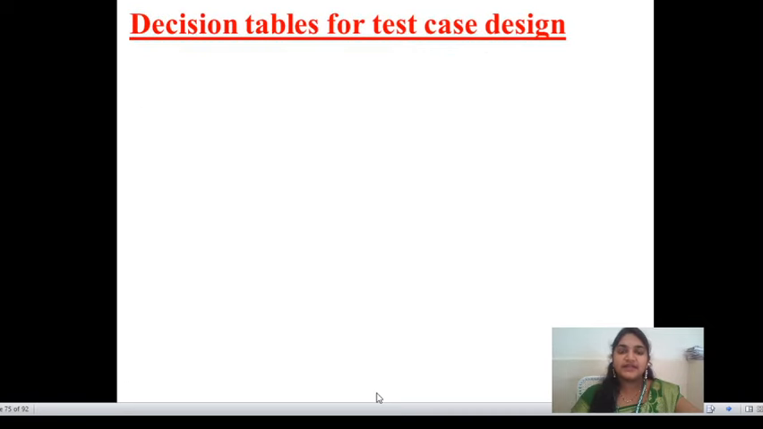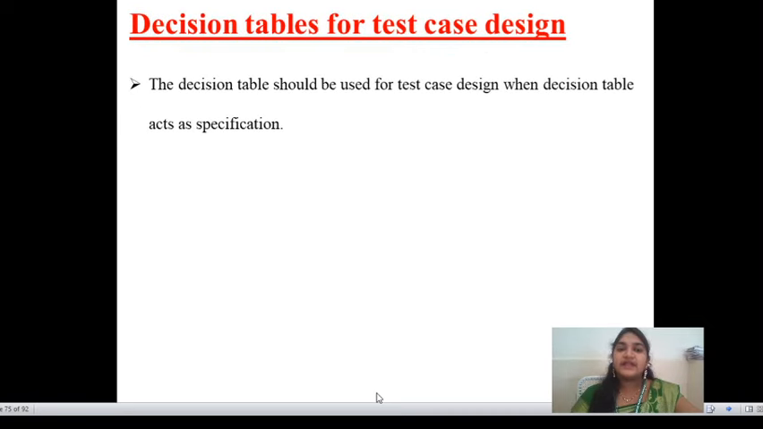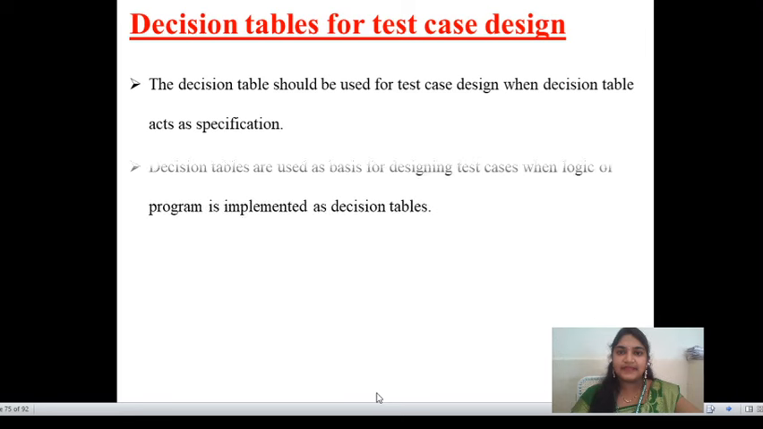Next, coming to the decision table for test case design. The decision table should be used for test case design when the decision table acts as specification. Whenever we need to define the specification, the decision table is used for test case design. That is one way to define it, and these are used as the basis for designing test cases when the logic of the program is implemented. Mainly it depends on the logic.